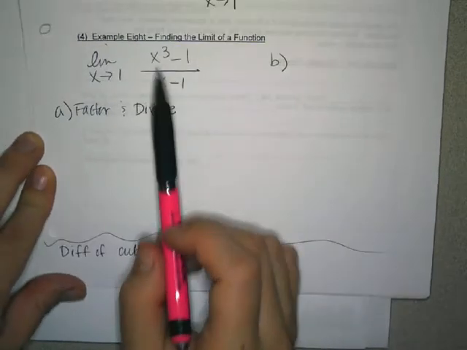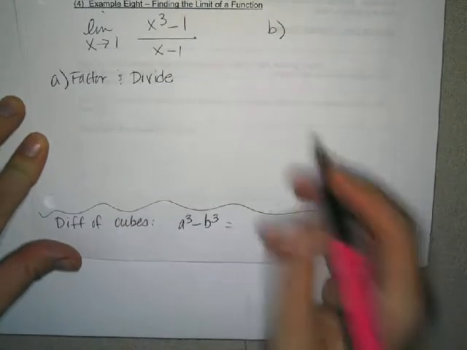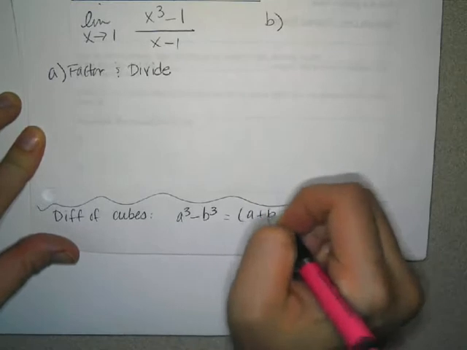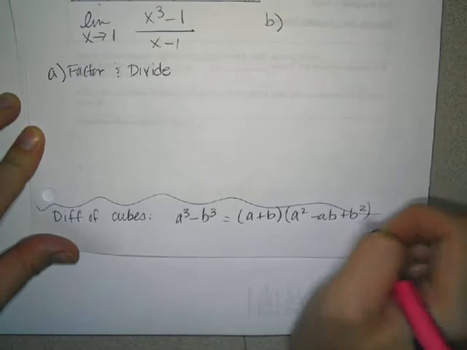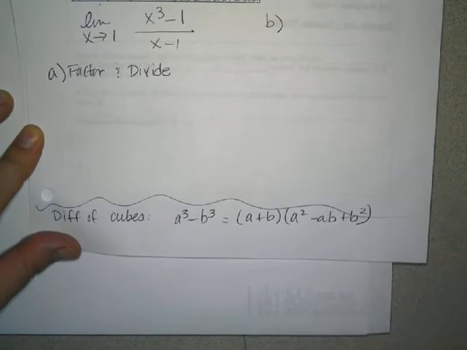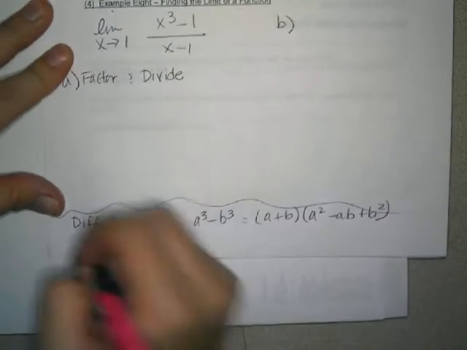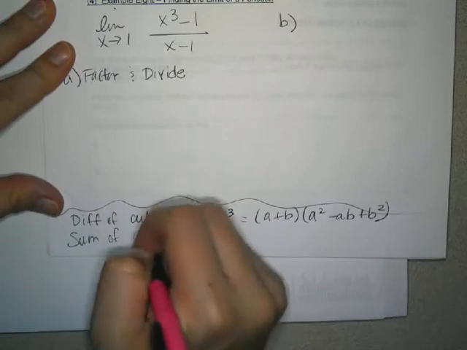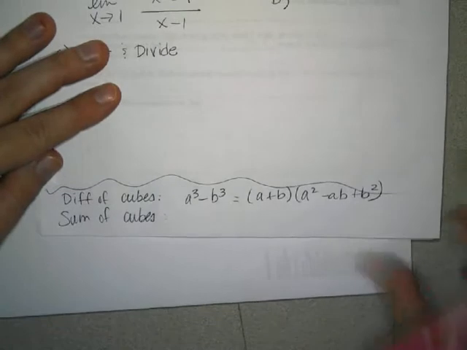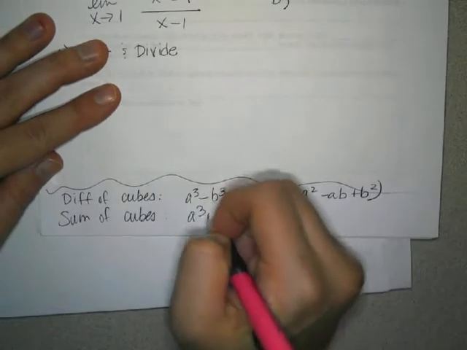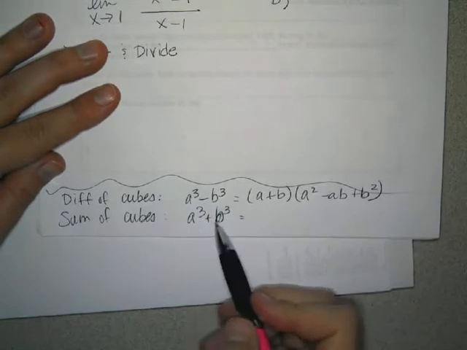We have x cubed, and then technically 1 could be 1 cubed. You can factor that using this pattern: a plus b times a squared minus ab plus b squared. The values for a and b are the cube roots of the two terms you have. And then the other one that we covered when we were talking about factoring cubics before was sum of cubes, which is just changing the sign in the middle, but again, both your terms are something that's being cubed.